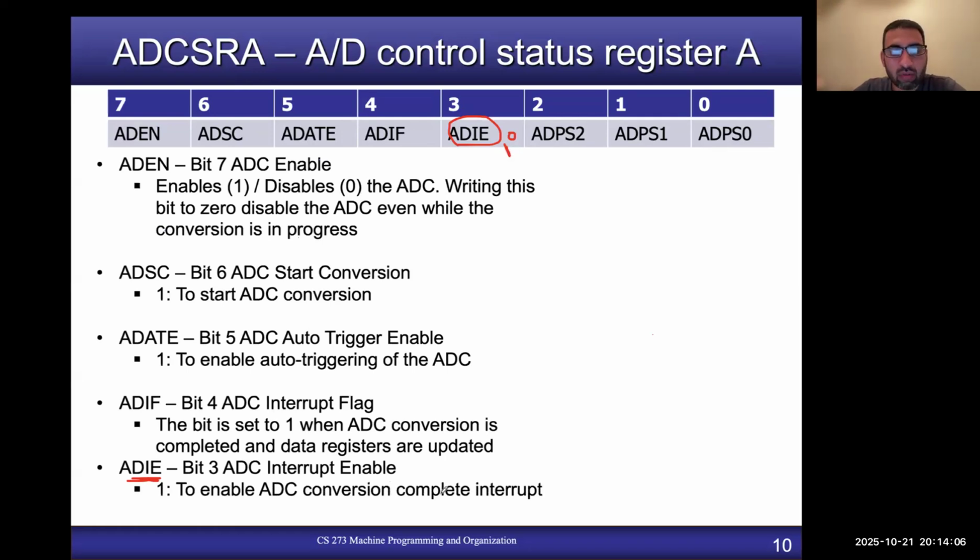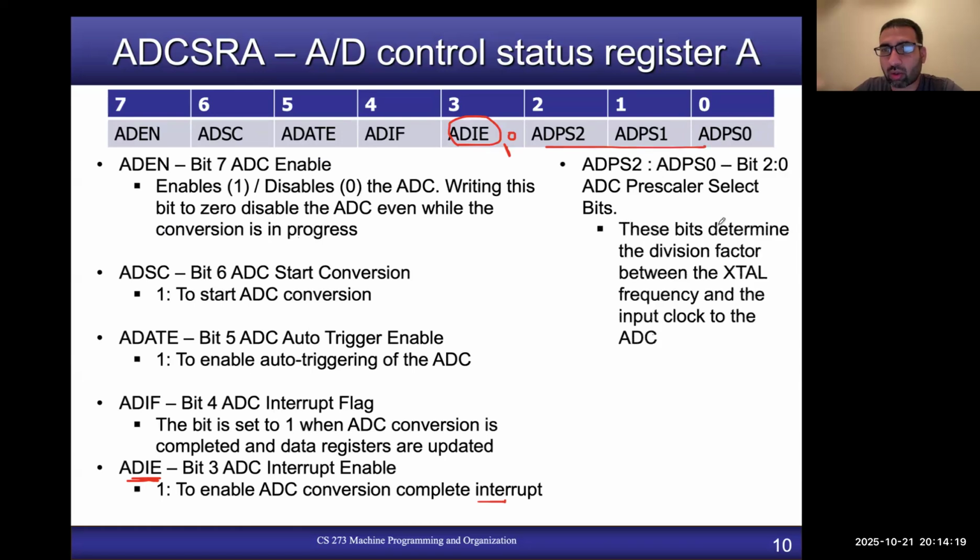So this is to enable the ADC conversion complete interrupt, right? And then the remaining last three bits, 0 to 2, are known as the prescaler bits. We will talk about them in the upcoming slide. Let me explain these bits in the next slide, not here. Any questions?